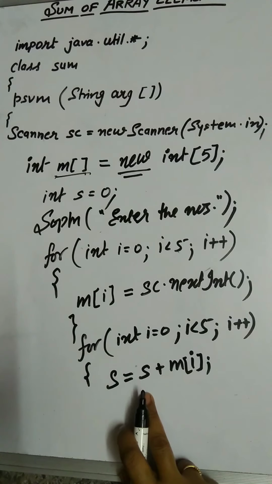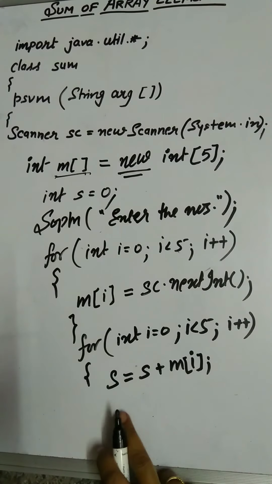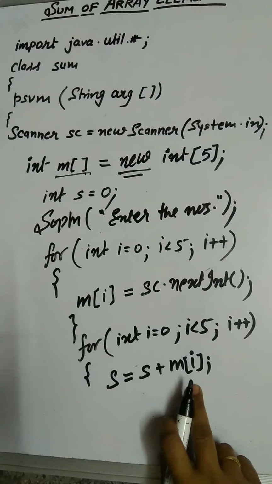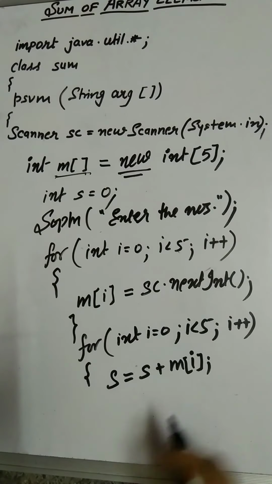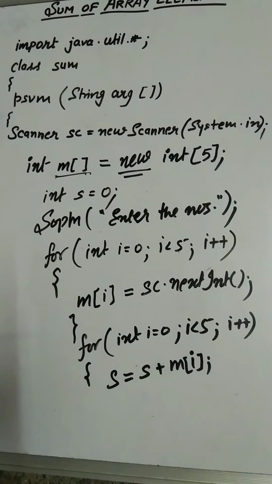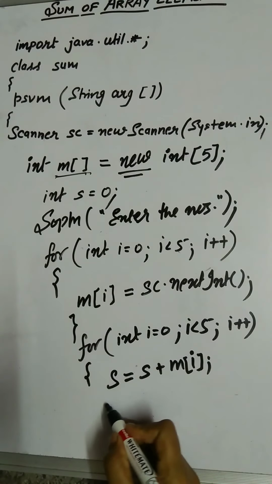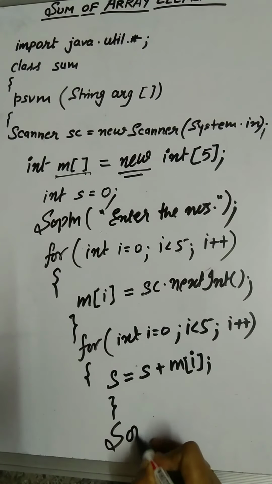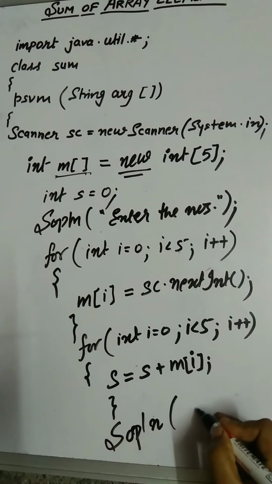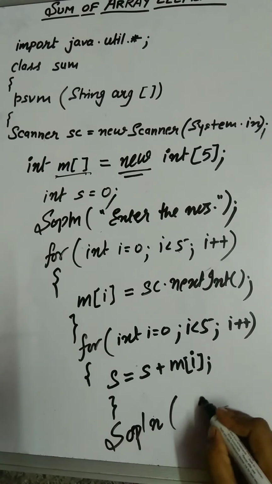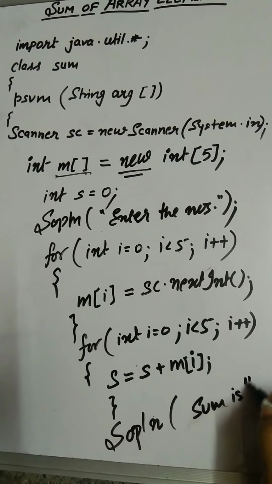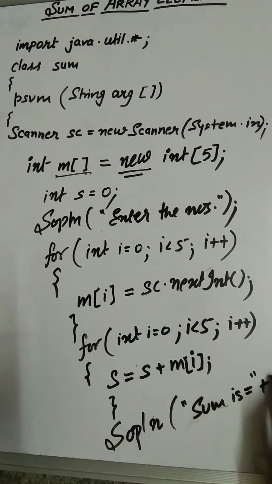So the first time, suppose the i value gives 10. So 10 plus 0 is 10. Next time the i value increases, the i value is 1, the index 1 value, suppose 20. So 20 plus 10 is 30. Like this. In an array element, the subscript is a must. After this, close it and use an SOPLN statement to print the sum value. Sorry, the s value, not sum. Print "The sum is = " plus s.